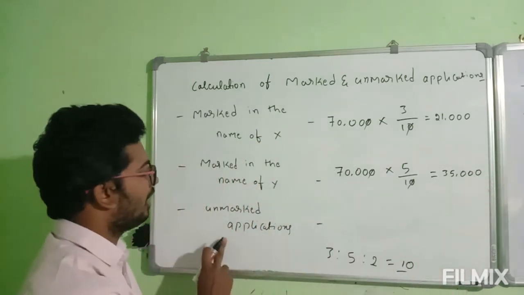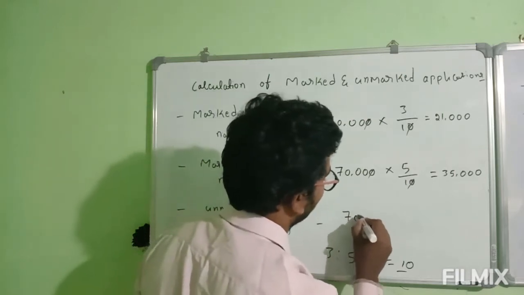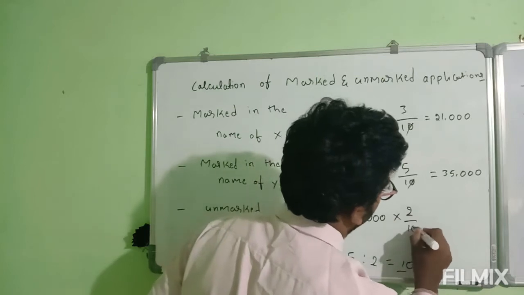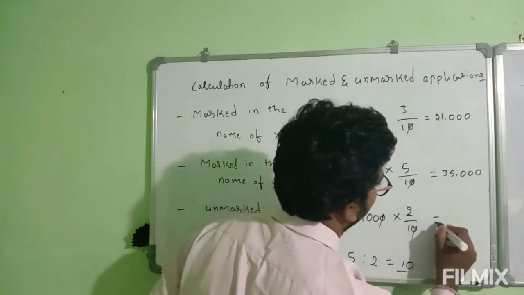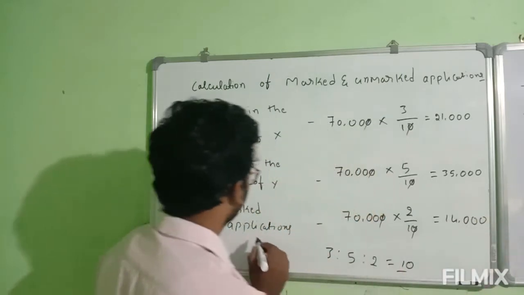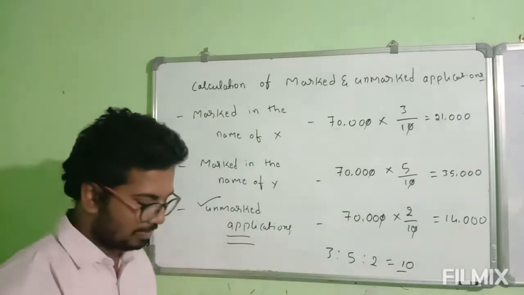Then the remaining is unmarked applications. For the company, the ratio is 2: 70,000 into 2 by 10. Again cancel the zeros, 7 twos are 14. So 14,000 shares are called unmarked applications. I'll explain again.